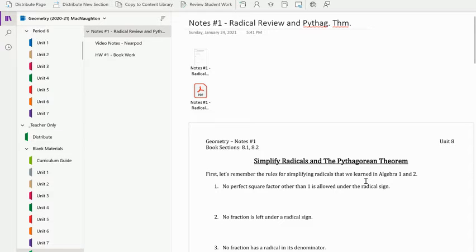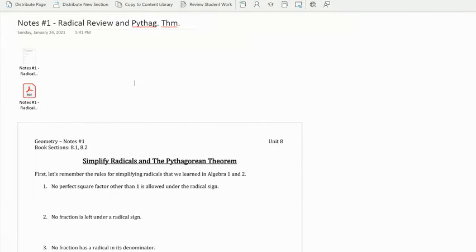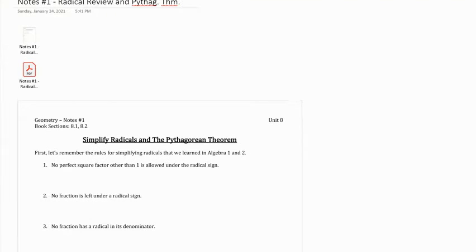Okay, so we are doing notes number 1. We're starting unit number 8. This is also going to go with chapter 8 in your book, so you know where it is in the book. But we are going to go through our first set of notes today on a video.